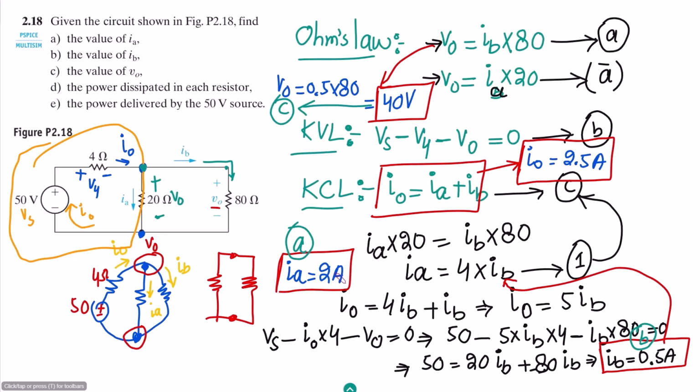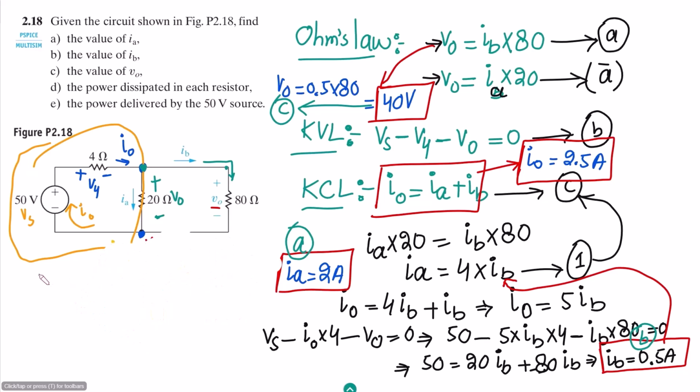So to find out the power dissipated in each resistor, let me remove some parts of it here. For the power dissipation, we know the formula. To find out the power dissipated in each resistor, it will be I square into R. To find it across 4 ohm, it will be P4. It will be I naught square into 4 ohm. The value of I naught is what?